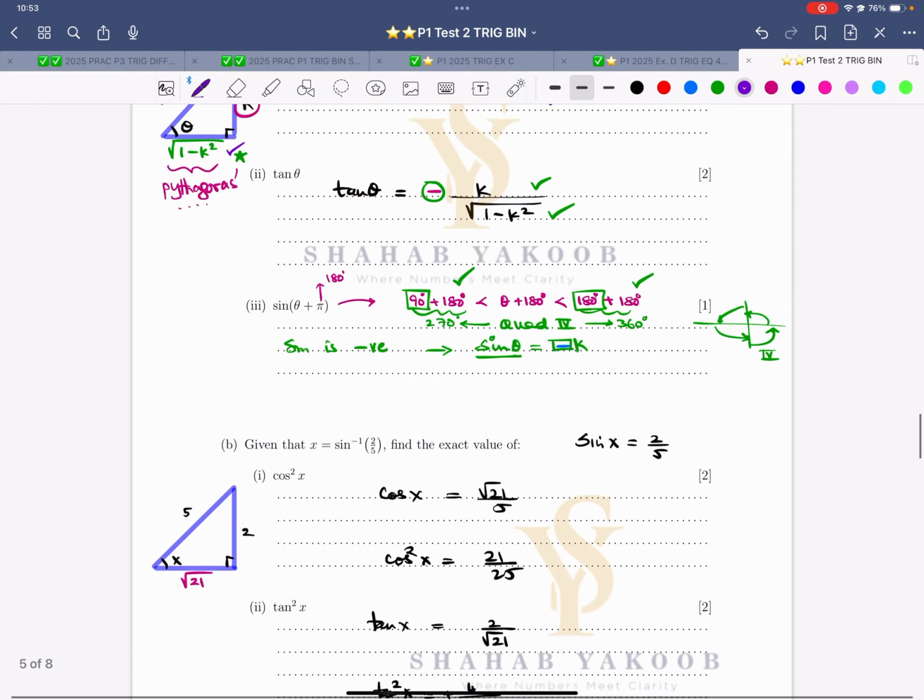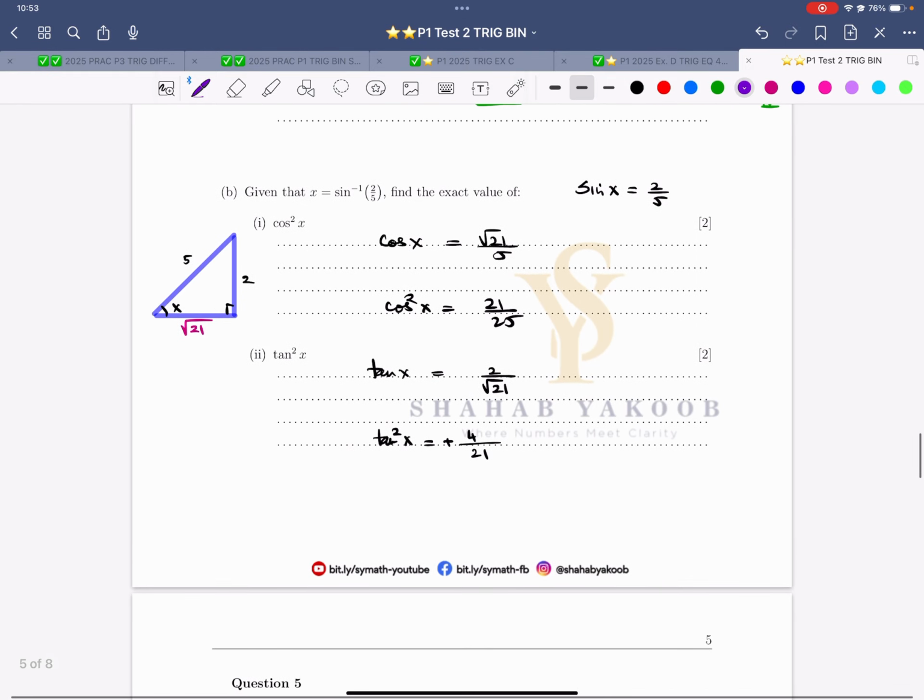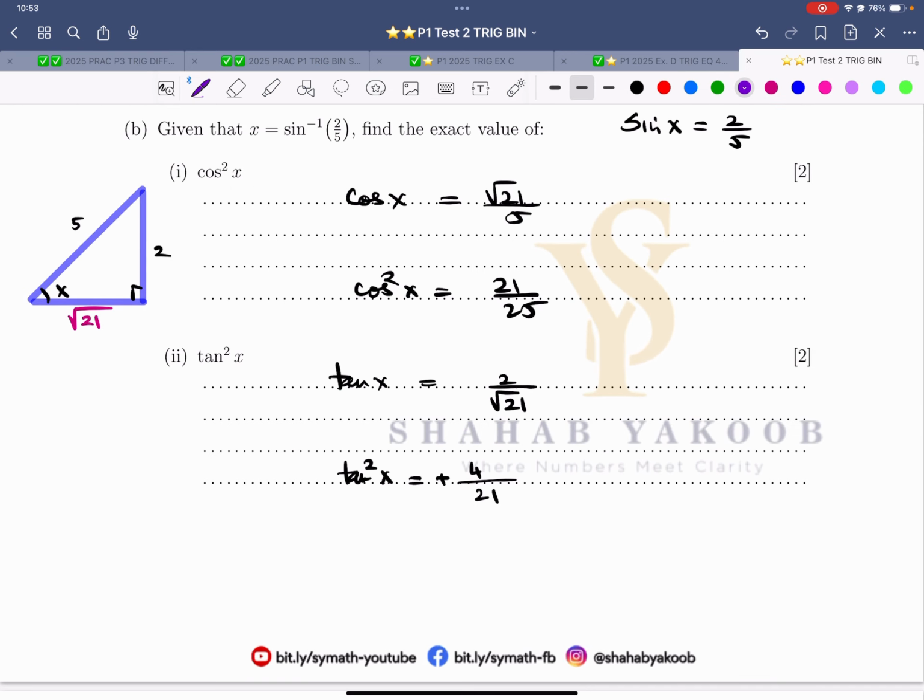Okay, now coming back to this. Another question of a similar type. It says given that x is sine inverse of 2/5. What does it mean? It means sine of x is 2/5. Again a triangle, this is 2, this is 5, Pythagoras gives root 21. They're interested in cos square x. Cos x is written as this, cos square x is 21 over 25.